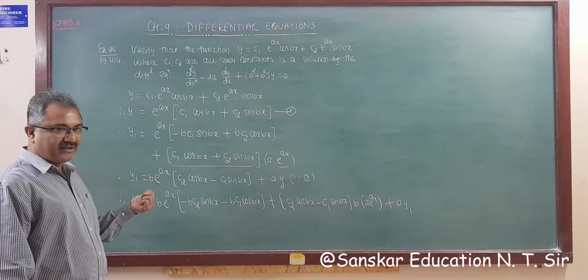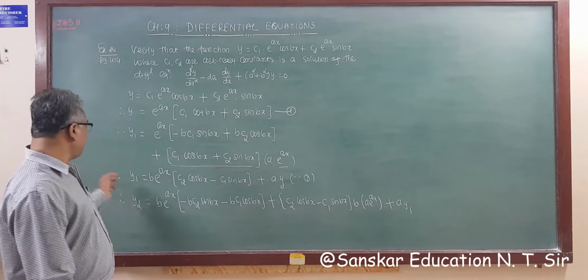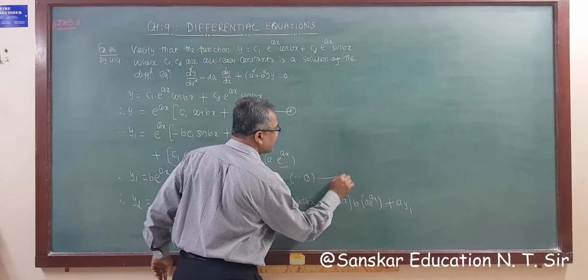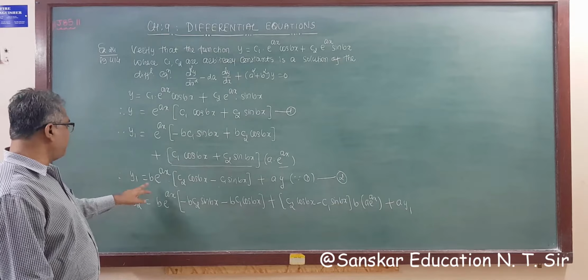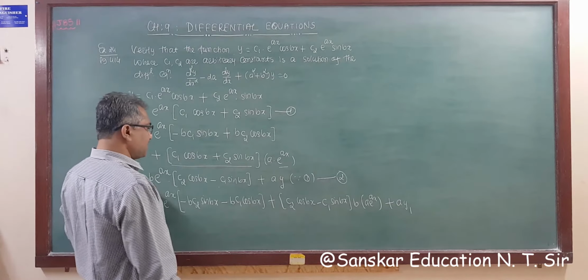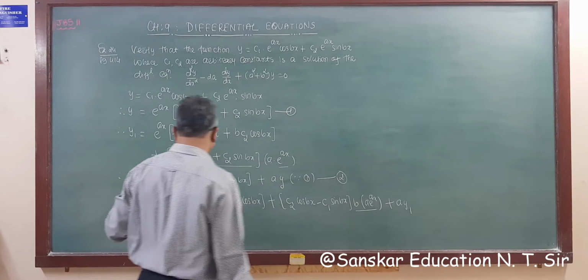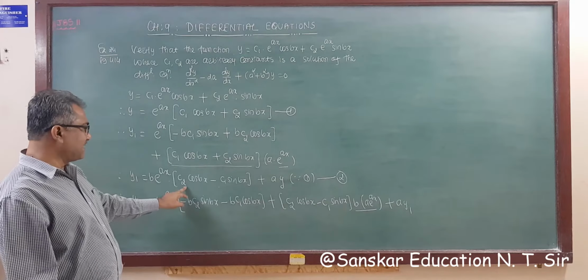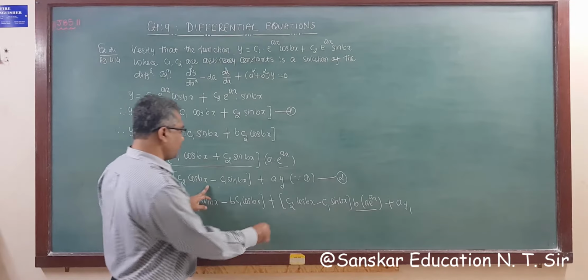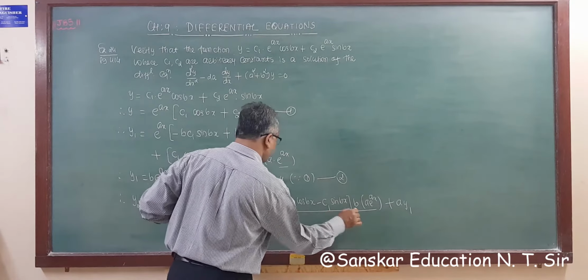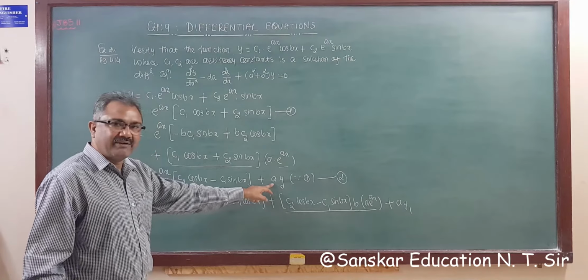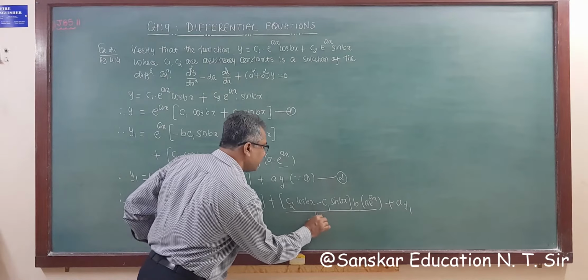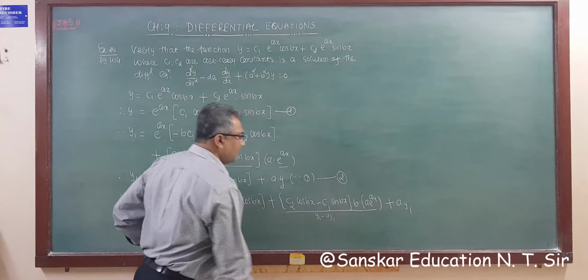Now we have to simplify, so first we go for equation number 2. In equation number 2 there is a term b e raised to ax, then c2 cos bx minus c1 sin bx, so this is your term, and this will be y1 minus a y from 2, this is y1 minus a y from 2.